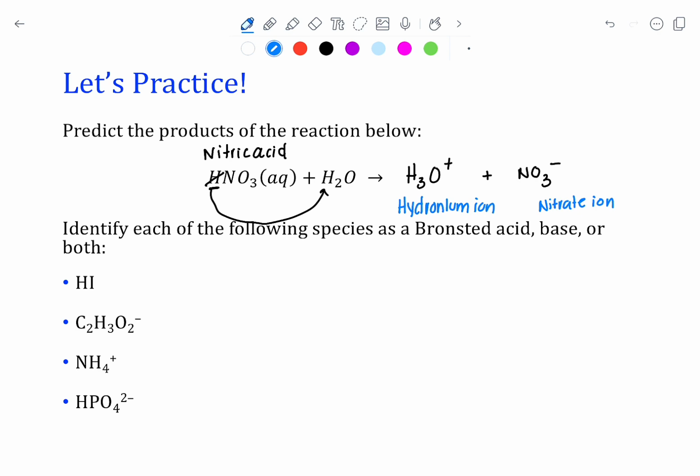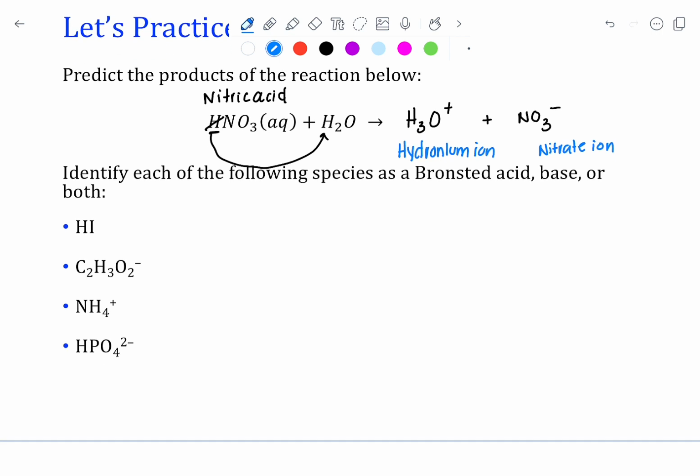The next problem wants us to identify each of the following species as either a Bronsted acid, a Bronsted base, or both. There are compounds that can act as both an acid or a base. The biggest example of that is water. We've already seen 2 examples where water could accept protons as well as give them away. So some species can act as both an acid and a base. So let's look at these examples.